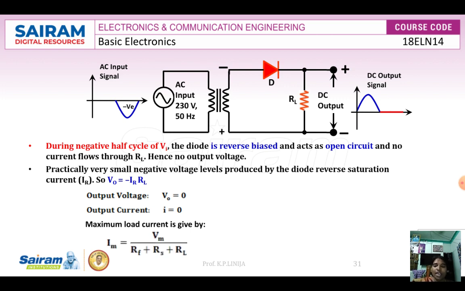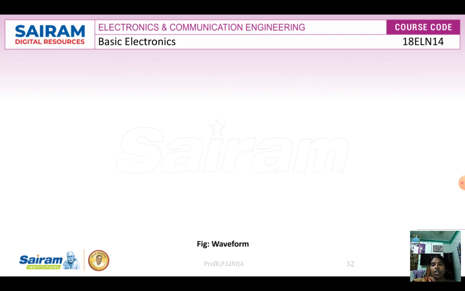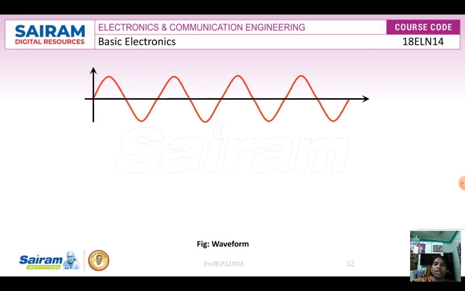So we need to calculate the maximum load current for the positive and negative half cycles. Therefore, Im is equal to the maximum input voltage Vm, that is I equal to V by R. Therefore Im equals Vm divided by RF plus RS plus RL, where RF is the forward resistance of the diode, RS is the transformer secondary winding resistance, and RL is the load resistance.